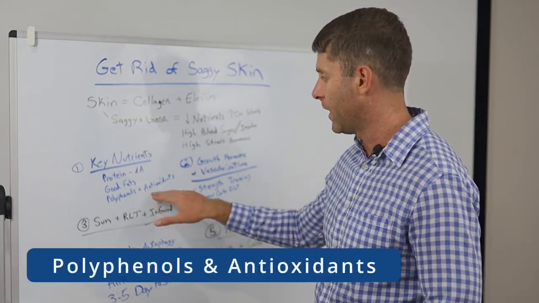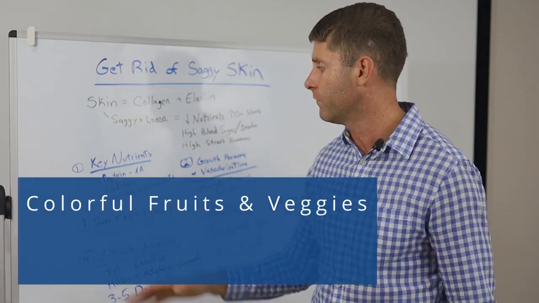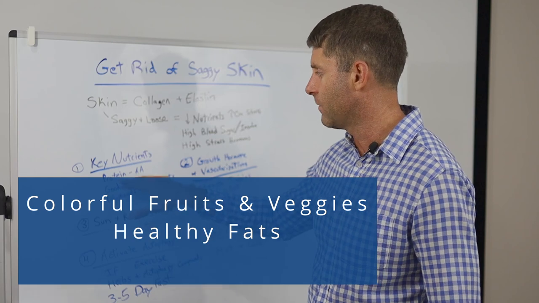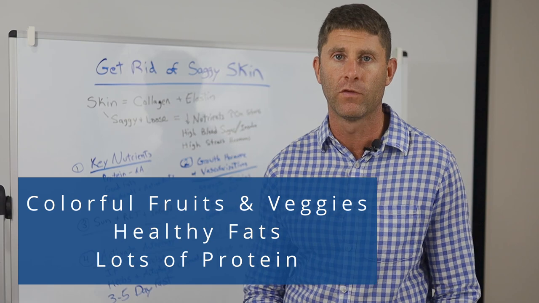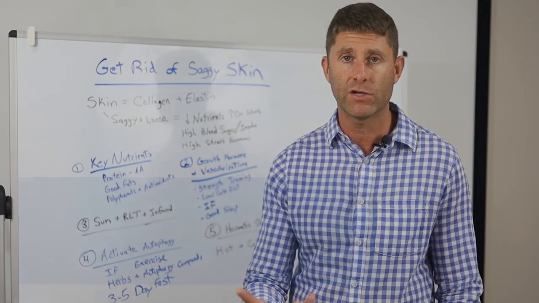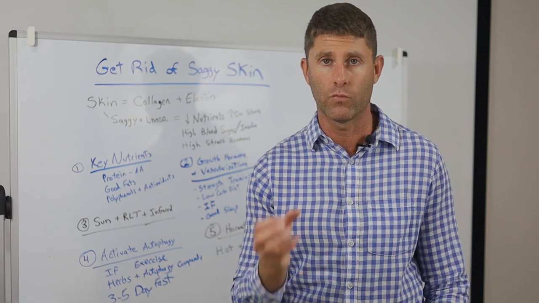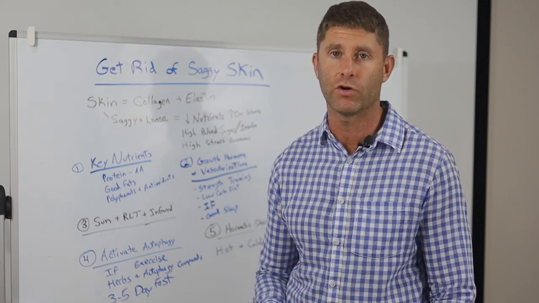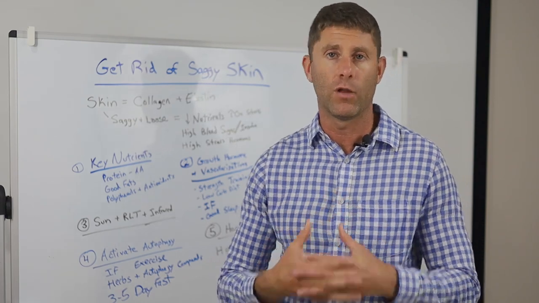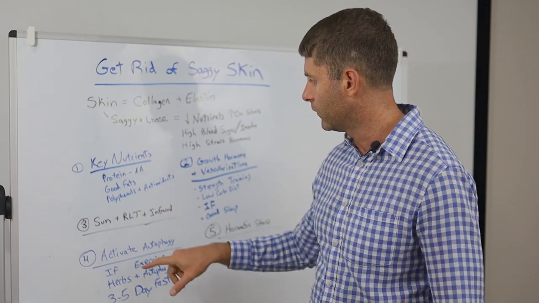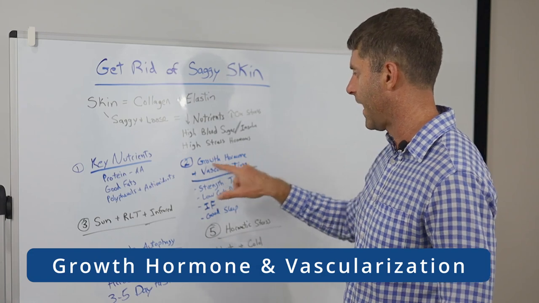So getting the right types of polyphenols and antioxidants, and I recommend a diet that's rich in colorful fruits and vegetables, healthy fats like we talked about, and lots of protein, getting grass-fed organic animal products, getting wild-caught fish, which is rich in long-chain omega-3s, as well as astaxanthin, that are great for skin health, great for keeping inflammation under control in general, and improving the tightness and the overall appearance of the skin. So all really good stuff. So that's number one. Number two is improving growth hormone and overall vascularization.